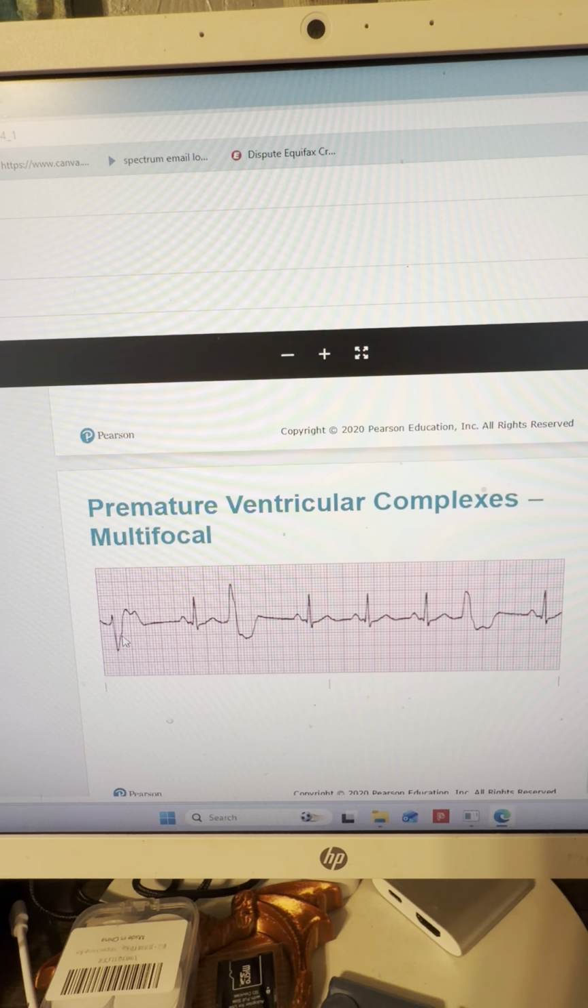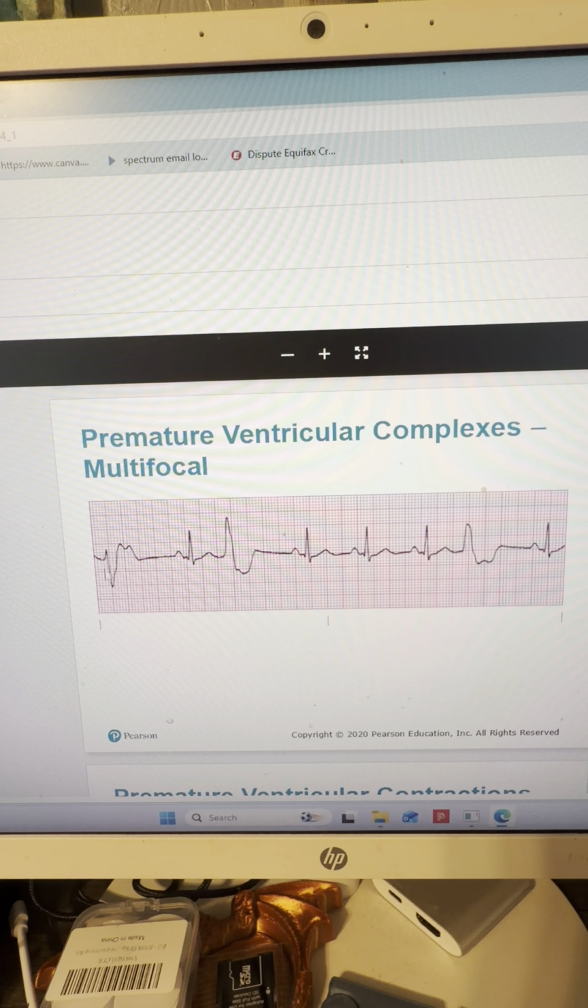Now we have this rhythm here. This is a PVC, it's wide and bizarre. Then we have a normal sinus beat, another PVC, but this PVC does not look like this PVC. Then we have three sinus beats, and then another PVC that doesn't look like this one or this one, and then a normal beat. So these three PVCs are all different shapes or morphologies, so we call it multifocal. Because this went off from one site in the ventricles, this went off from a different one, and this went off from a third one.